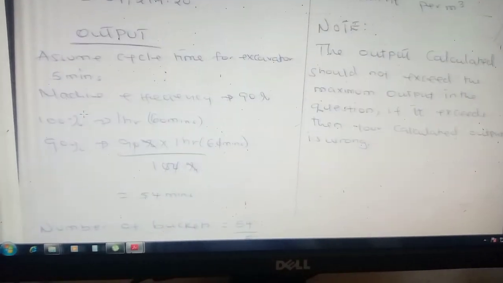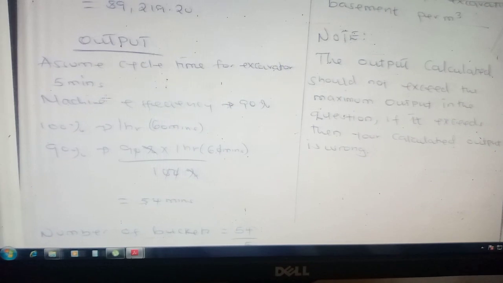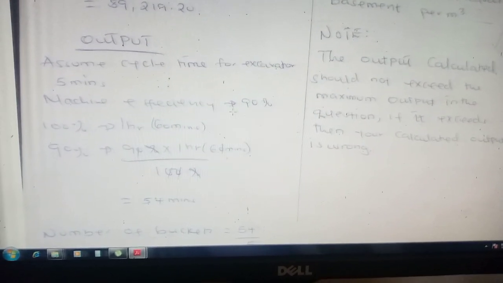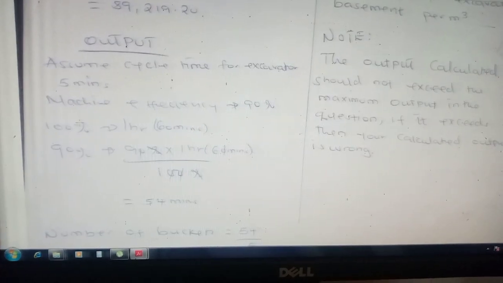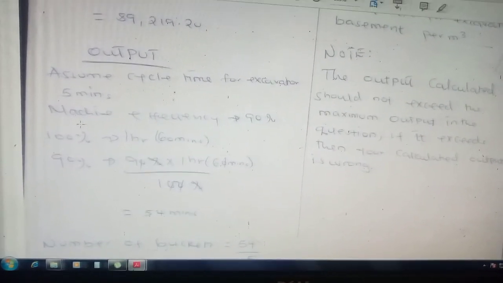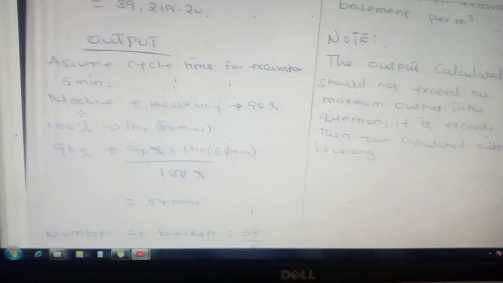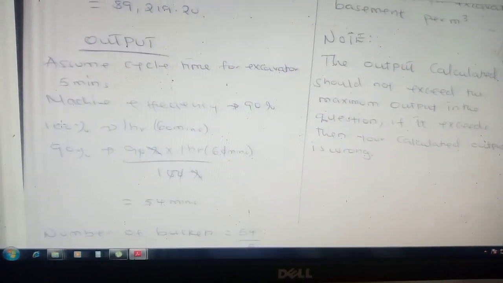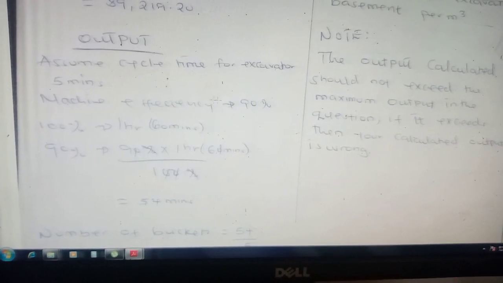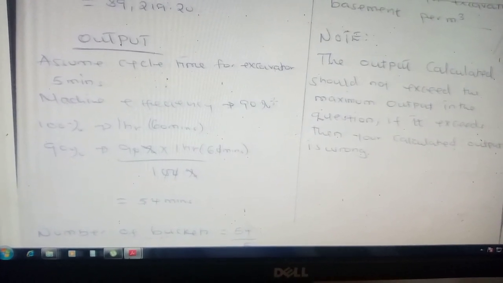Yeah, 5 minutes. And the machine efficiency we were given in the data to be 90% efficient. Remember, when you buy a machine, when it is new, it is 100% efficient, but as you use it continually, it depreciates. So the efficiency of that machine reduces. That's why the efficiency of our machine is 90%.